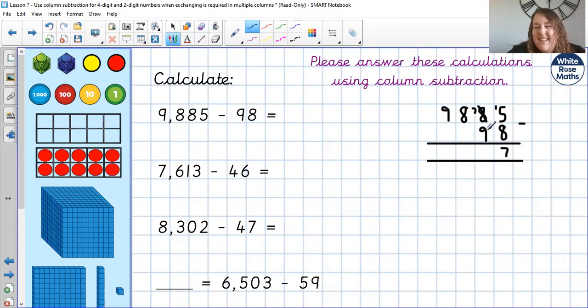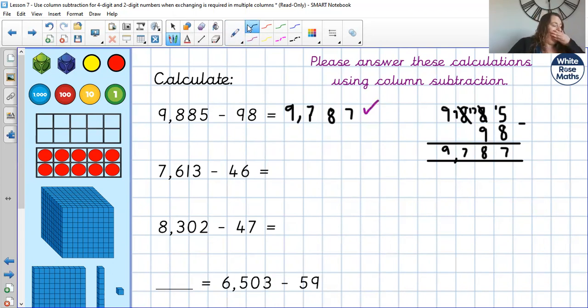7 take away 9, I can't do that either. So I cross out my 8, I leave a 7, and my 1 goes next to this 7, so it's 17. And 17 take away 9, or 9, 10, 11, 12, would leave you 8. Then I've got this 7 here. 7 take away nothing is 7, and 9 take away nothing is 9. So we have the answer 9,787. And if you got that answer as well, please give yourself a tick.